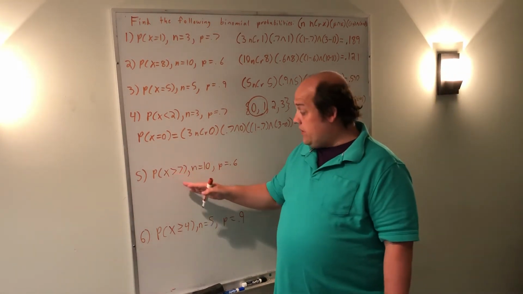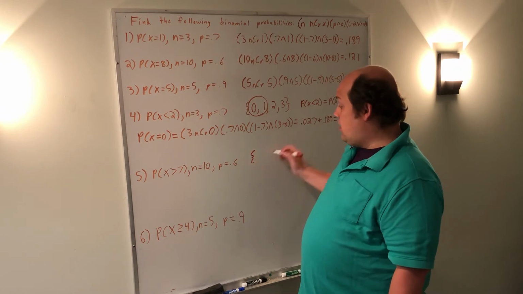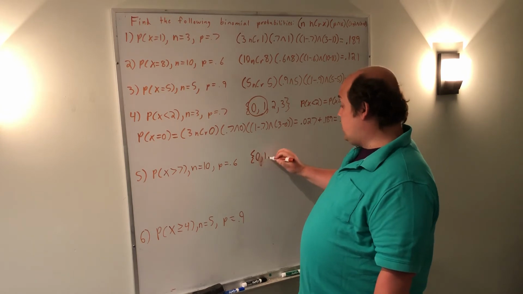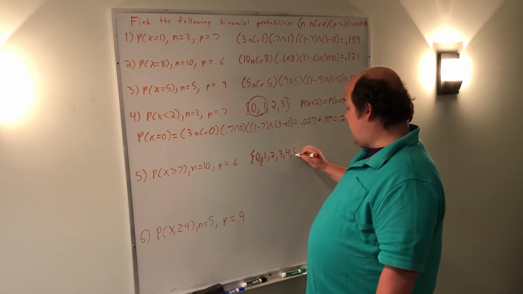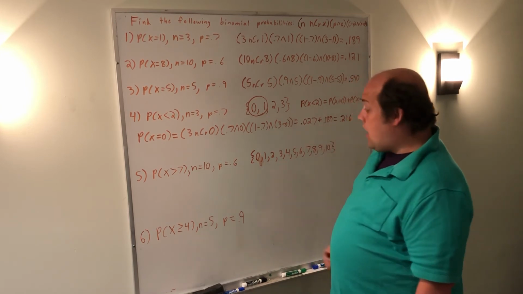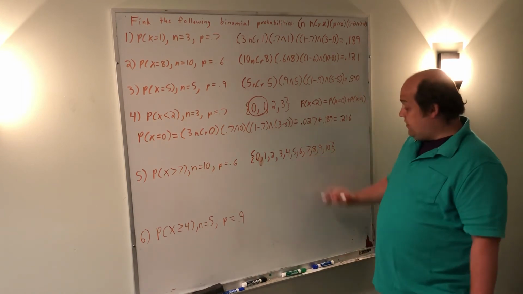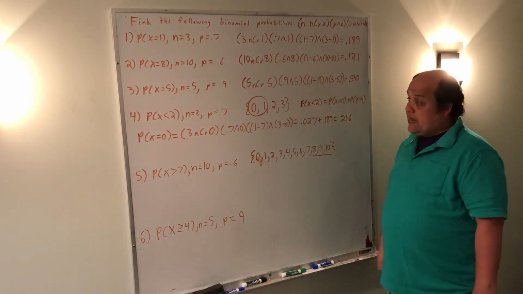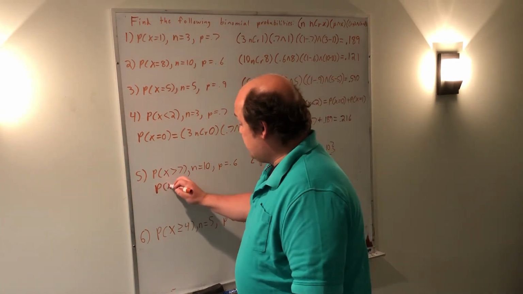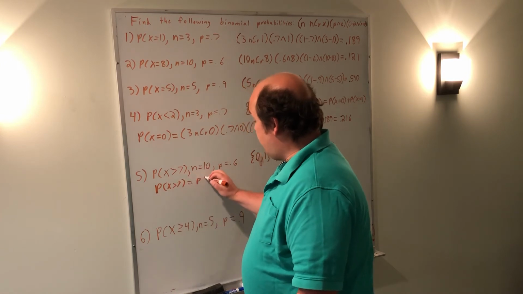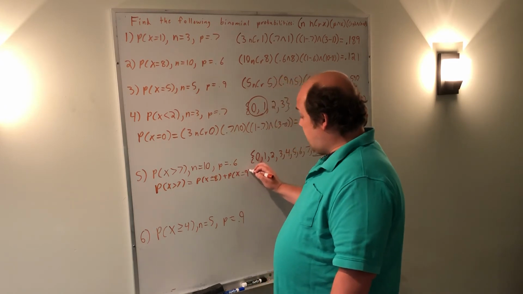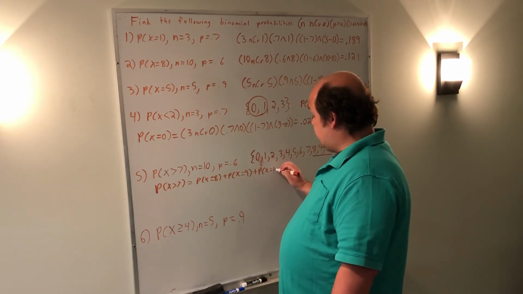Here, when I'm asked the probability x is greater than 7 when it's out of 10, my sample space starts at 0, 1, 2, 3, 4, 5, 6, 7, 8, 9, and 10. I want the ones that are greater than 7. 7 is not greater than 7, but 8, 9, and 10 are. So to find the probability that x is greater than 7, I need the probability that x equals 8 plus the probability that x equals 9 plus the probability that x equals 10.